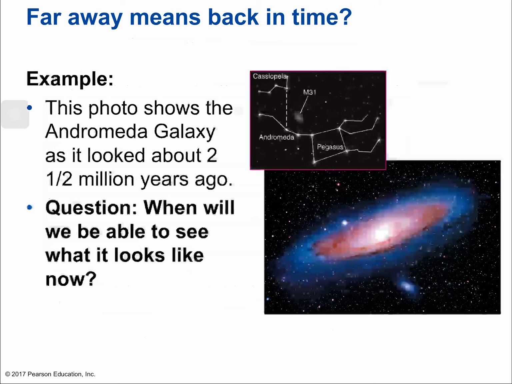Here we have an example. This photo shows the Andromeda Galaxy as it looked about 2.5 million years ago, right there. All right? When will we be able to see what it looks like now? Okay, make sure you can answer that question. When will we be able to see? How long will we have to wait to see the current Andromeda Galaxy? So you can think of the answer.